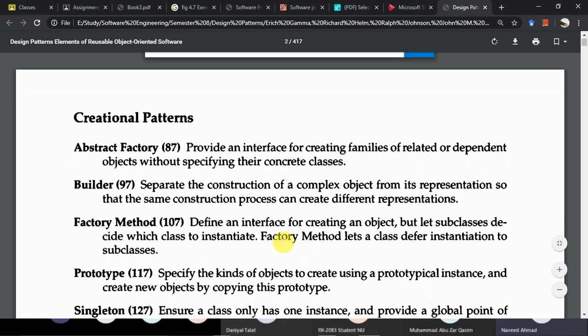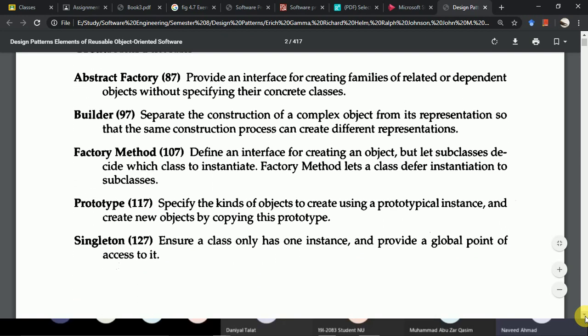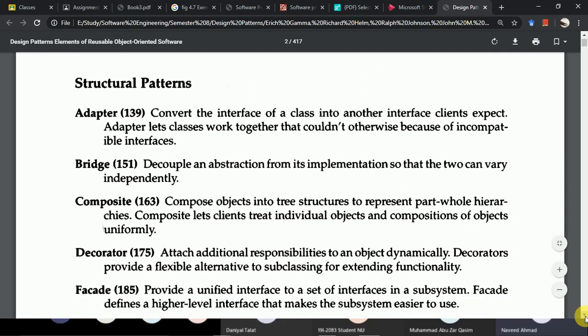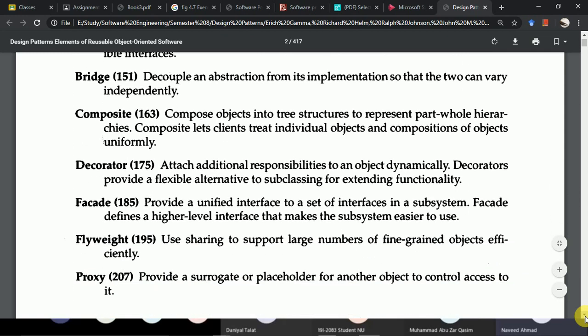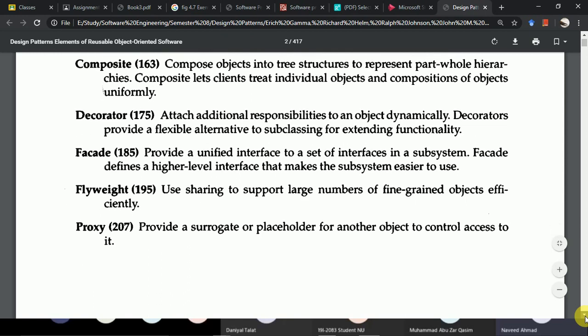So in creational patterns, we have an abstract factory pattern, a builder pattern, a factory method pattern, a prototype pattern, and a singleton pattern, and we will see them practically and thoroughly later in this course. And in structural patterns, we have an adapter pattern, a bridge pattern, a composite pattern, a decorator pattern, a facade pattern, flyweight, and a proxy.